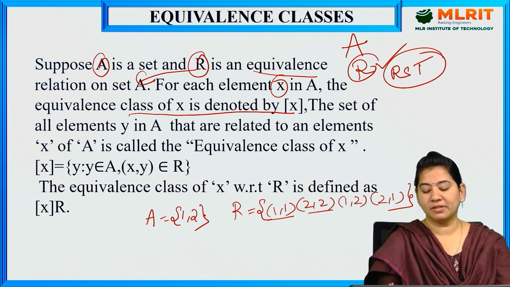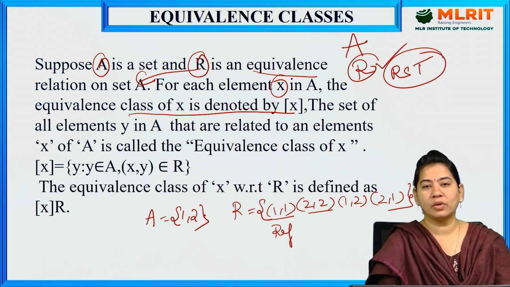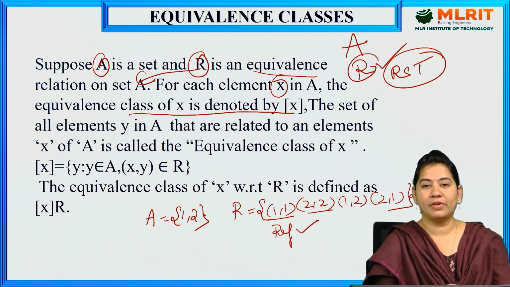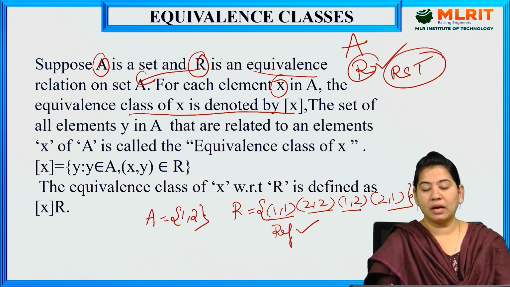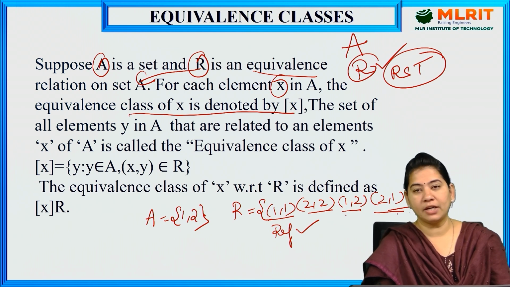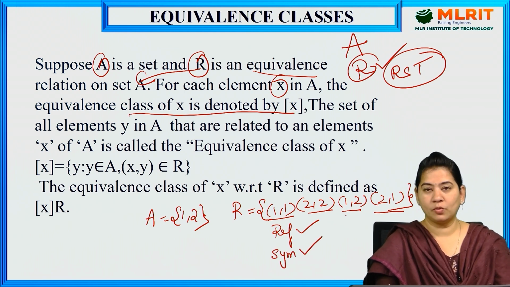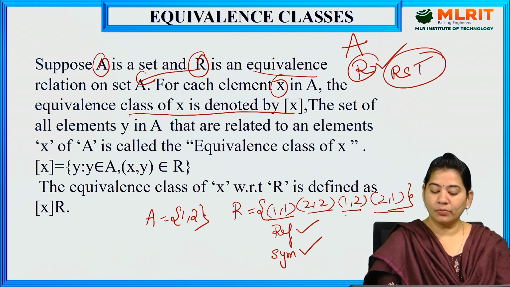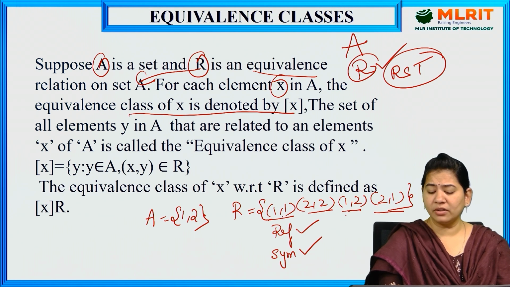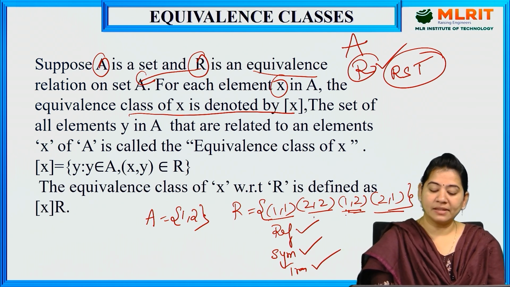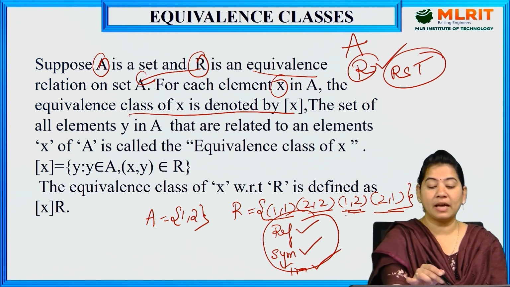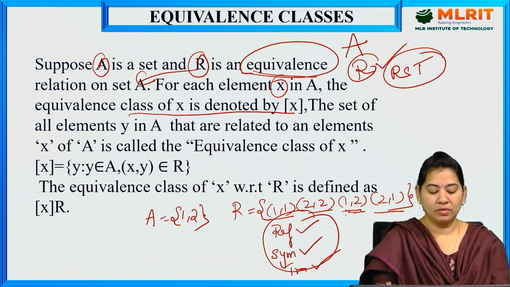(1,1) and (2,2) show the reflexive property, because for all a belonging to A, (a,a) belongs to R. Now let us check whether it is symmetric. Symmetric means for every (a,b) belonging to R, there should be (b,a). Here (1,2) is there and (2,1) is there, so this is symmetric also. Now let us see whether it is transitive. (1,1) and (1,2) give (1,2), which is present. And (2,2) and (2,1) give (2,1), which is present. So this satisfies the transitive property too. As all three properties are satisfied, we can say that R is an equivalence relation on set A.